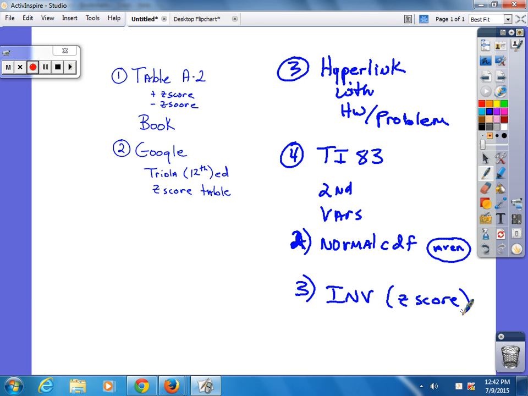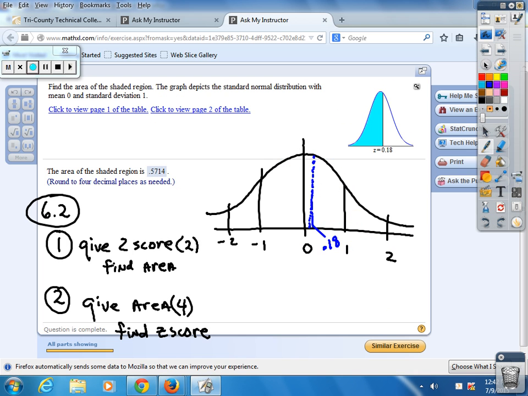The table that comes with your book, the table that you can Google and print out, the hyperlink table that comes with the problem, and if the homework problem does not have a hyperlink, then they either want you to use the calculator or they want you to find the table. You use your own table. And then using the calculator. So that's the 4 ways to do it. So with this problem, I'll show you what we're going to do. Now it has the hyperlink here.